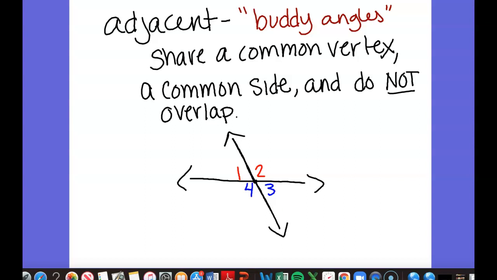They're buddy angles. They're right next to each other. However, angle 2 and angle 3 are also adjacent angles because they are right next to each other and they share a common vertex and side. And also, angle 1 and angle 4 are adjacent angles because they share a common vertex and a common side. So again, adjacent are buddy angles. They're right next to each other. They don't specifically have a specific relationship. Adjacent angles aren't necessarily congruent to one another, but it's just good to know that they are angles that are right next to each other.